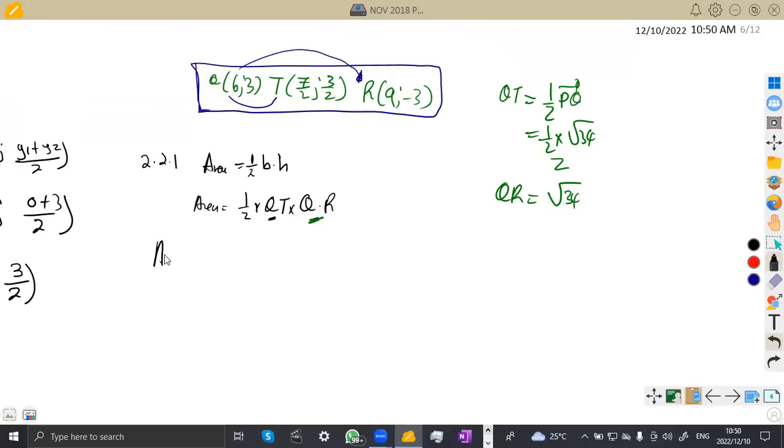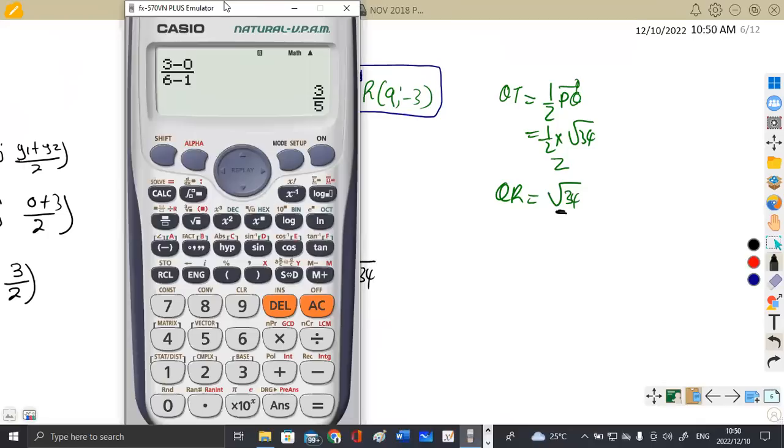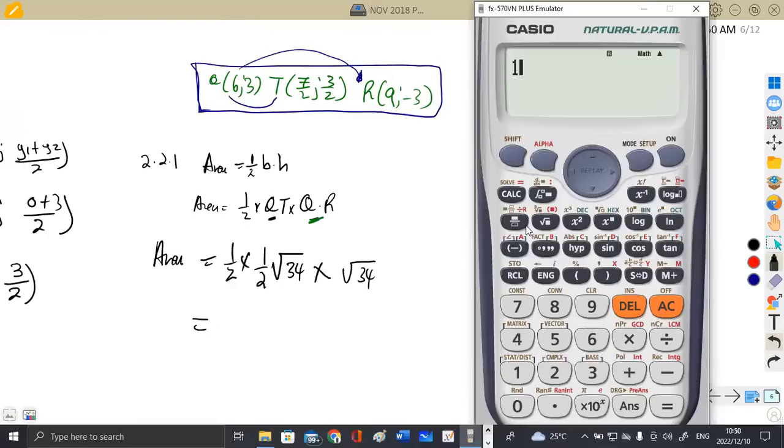So that means the area of the given triangle is going to be half multiplied by QT. Remember, we said it's half the square root of 34, times QR, which is the square root of 34 again. So that is where we are going to obtain our answer from. This part, we can just use our calculator directly. So let's see, that is 1/2 multiplied by 1/2 times the square root of 34.